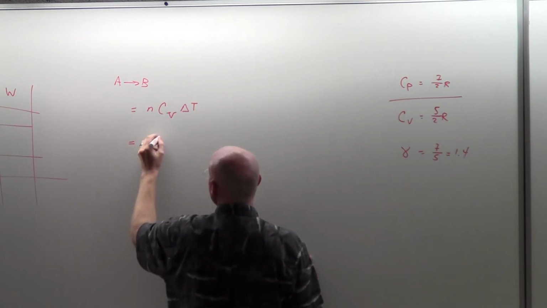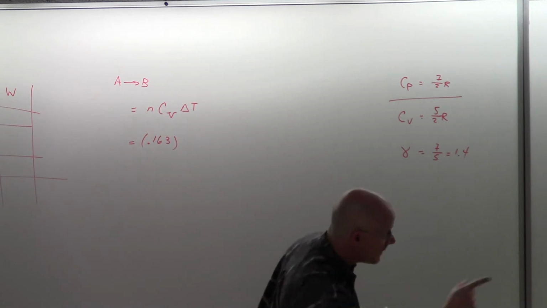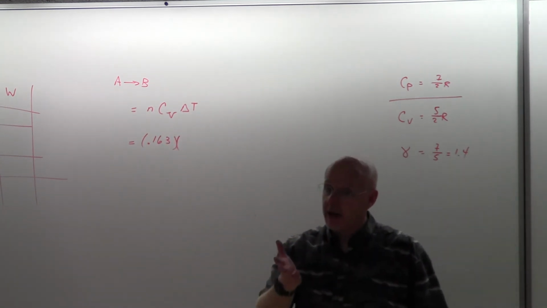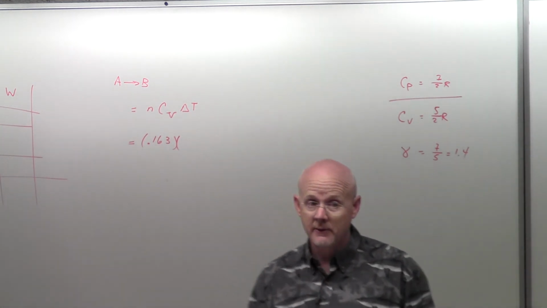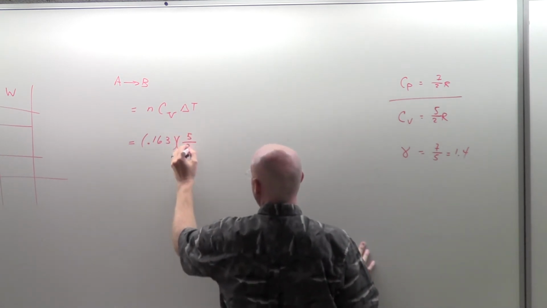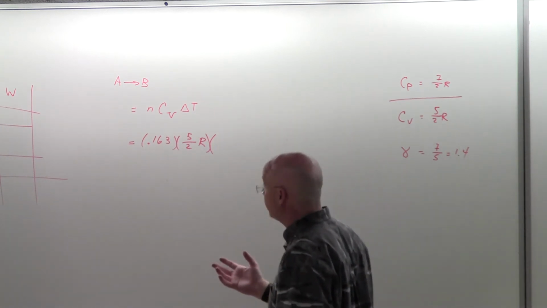So N is 0.16 moles. Again, want to think about this. CV, what kind of gas is it? Diatomic. So how many degrees of freedom do I have? 5. So CV is what? 5/2 R. Good. Change in temperature.